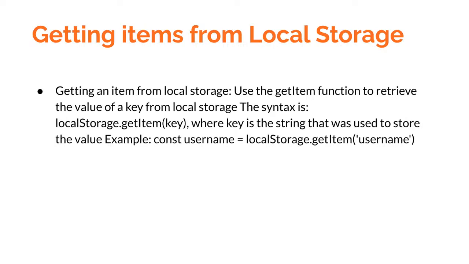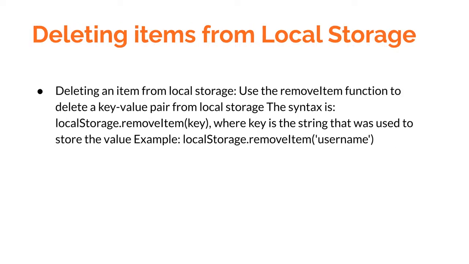To fetch items from local storage, there's another built-in function, getItem. You just do localStorage.getItem, and then you pass in the key name that you set when you were storing the data. You can also delete stuff from local storage, and for that we use another built-in function. It's removeItem, and then you pass in the key name.